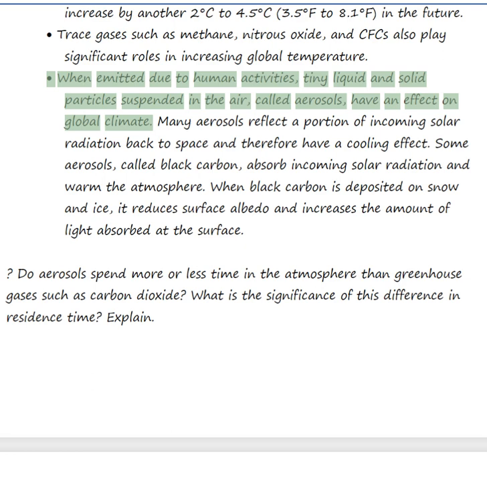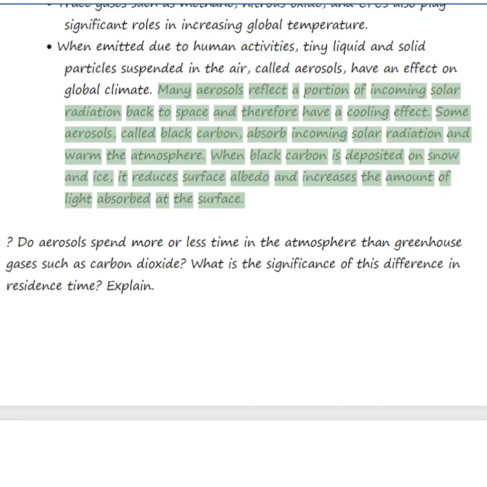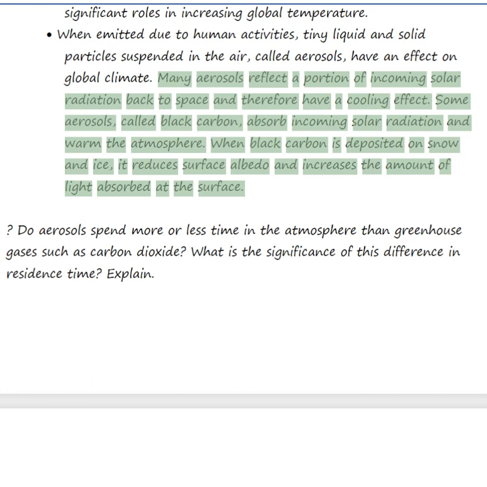When emitted due to human activities, tiny liquid and solid particles suspended in the air, called aerosols, have an effect on global climate. Many aerosols reflect a portion of incoming solar radiation back to space and therefore have a cooling effect. Some aerosols, called black carbon, absorb incoming solar radiation and warm the atmosphere. When black carbon is deposited on snow and ice, it reduces surface albedo and increases the amount of light absorbed at the surface.